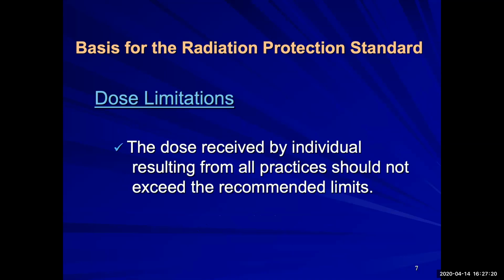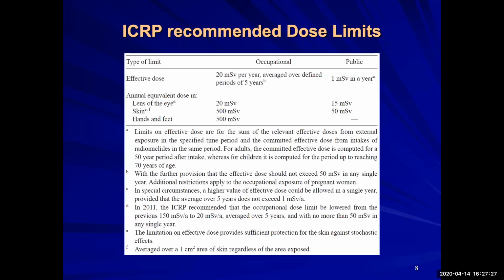The last one is dose limitation. The dose received by an individual resulting from all practices should not exceed the recommended limit by the international and national regulations. This is the latest one for effective dose for radiation workers, like people working with radiation in radiology and nuclear medicine: it is 20 millisievert per year, okay? It's averaged over 5 years, and should not exceed 50 millisievert in any single year. So take it easy, 20 millisievert per year is the maximum limit for a radiation worker.